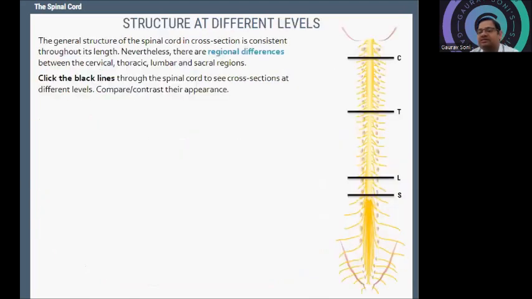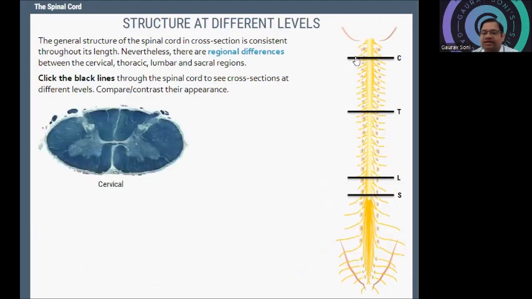As we know, the spinal cord is a long structure, so there are different levels. Some specific structures are present at different levels. The general structure of the spinal cord is consistent throughout its length. Nevertheless, there are regional differences. So at the different types of vertebrae, like cervical, thoracic, lumbar, and sacral, there will be different structures.